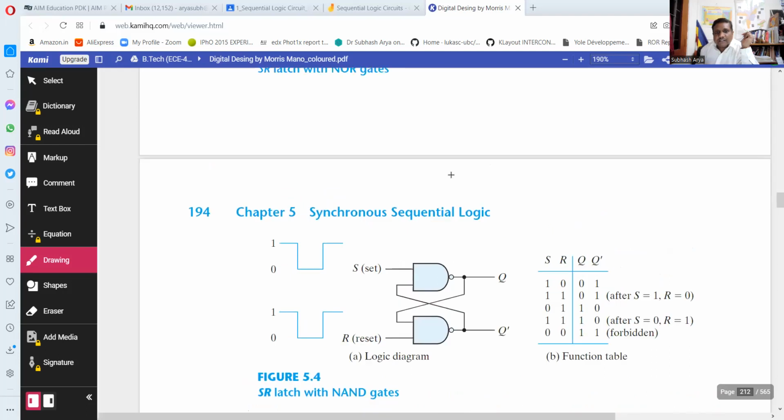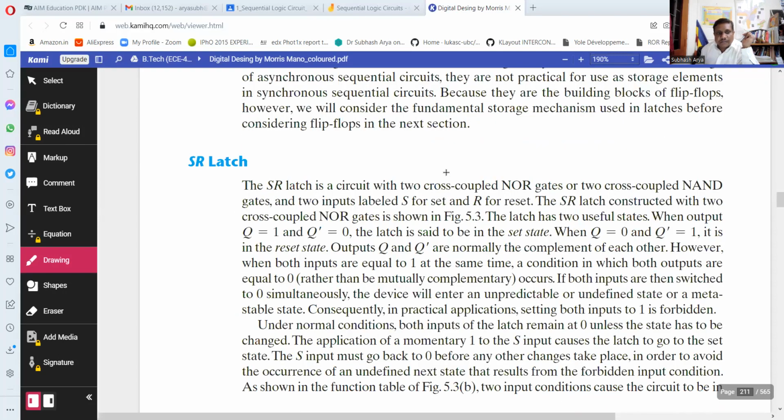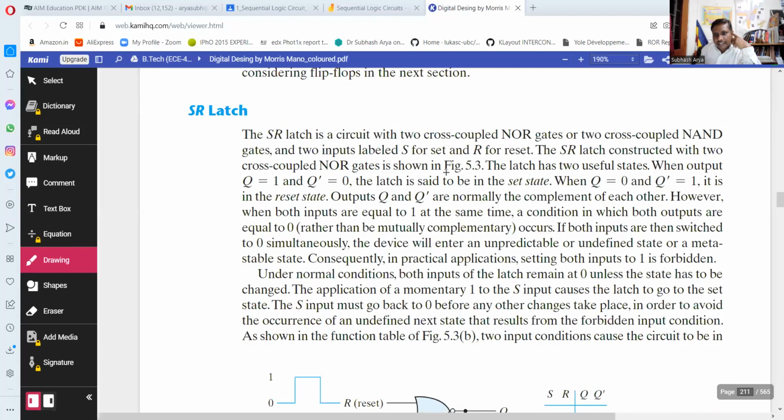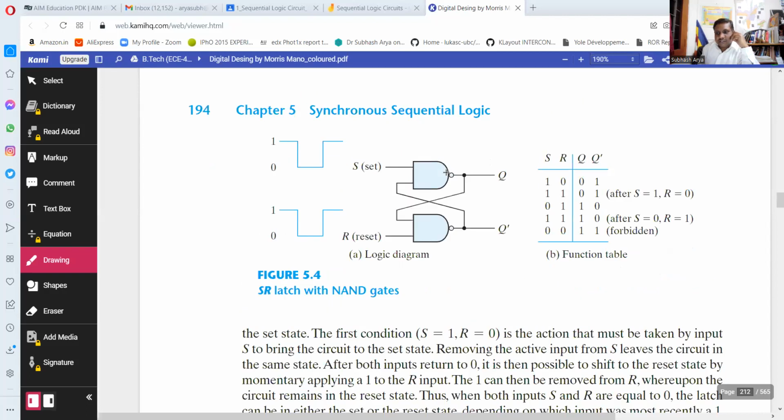Hello, welcome back to this class on sequential logic circuits. So in last class, we discussed this SR-Latch and we came to know about the functional table of SR-Latch with NAND-Gate. So let us just revise it.